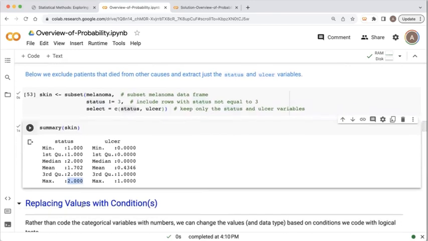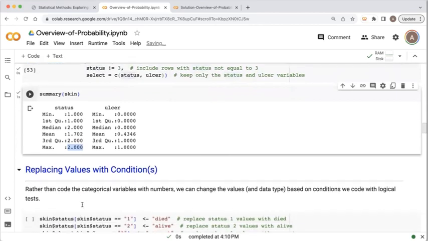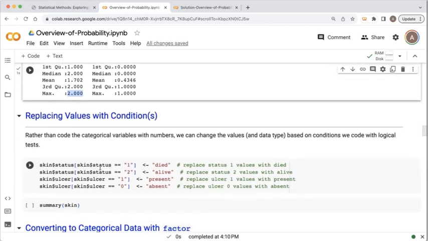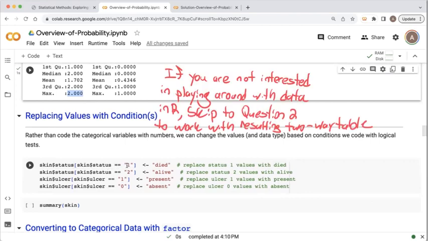All of these numbers are not very descriptive in terms of the status and the ulcer value. So this code cell below is just going to replace people that are coded with a 1 for status with a more descriptive string of characters, died.